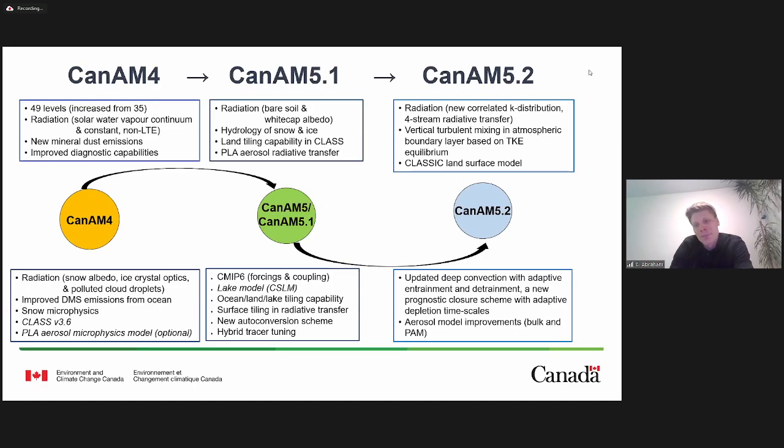We updated our deep convection code, which has now a better interaction, first of all, with the environment. So we introduced adaptive entrainment and detrainment rates, and we have also a new prognostic closure scheme for the deep convection. Also, optionally, we have now the piecewise logarithmic approximation aerosol model, so PAM, in the model, which can be used for scientific use. Basically, we are not sure whether we can turn it on operationally, but it is definitely an option that can be used in future for scientific research within the CanESM 5.2 physics.